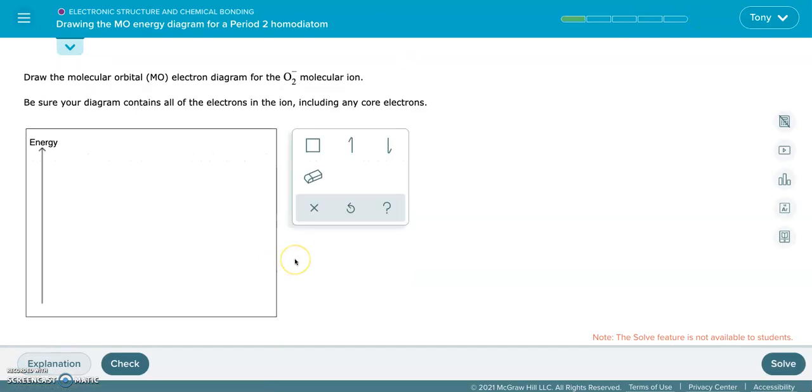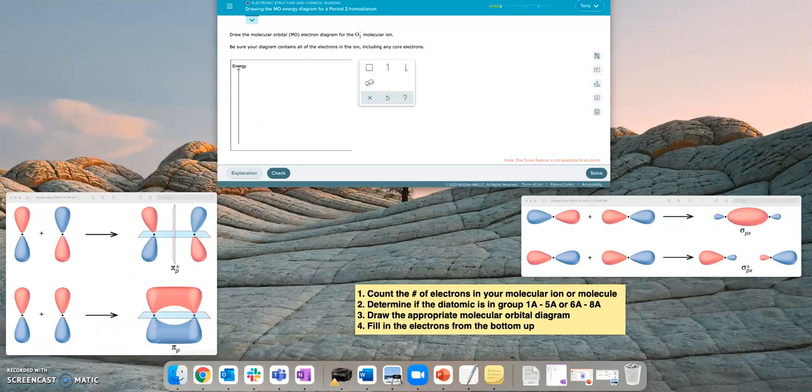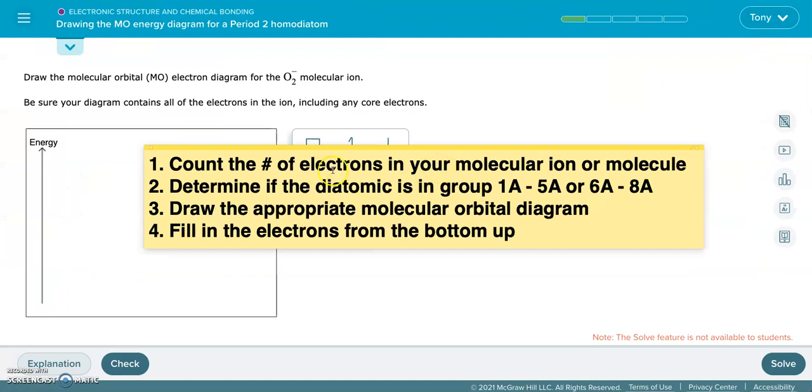Again, following our ordering, we want to figure out, number one, what's the number of electrons? So O2 minus: oxygen has 8 electrons total. And here it is good to point out we're talking about total electrons, not just valence electrons. So total electrons, 8 times 2 is 16, plus 1 because we have O2 minus, would be 17 electrons. That's what we need to keep in mind.